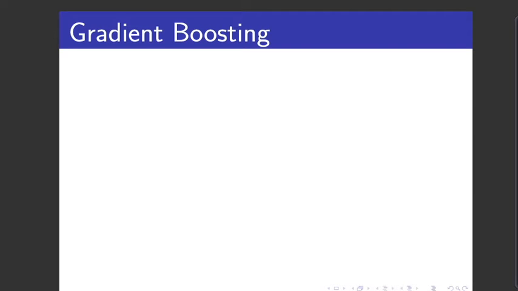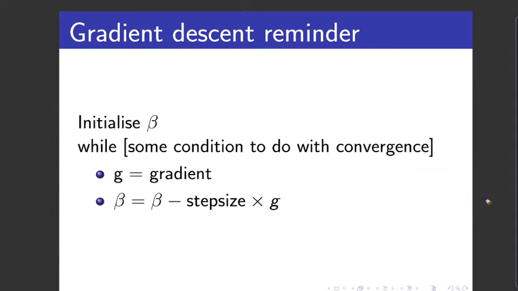Let's go through one last set of slides to try and understand how gradient boosting works. We have discussed this a few weeks ago. How does gradient descent work? We initialize beta, and while we wait for some condition to be fulfilled, such as the gradient being close to 0, we find out the gradient, and then we take a step size.